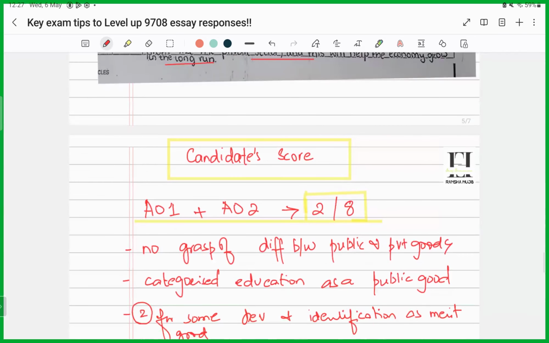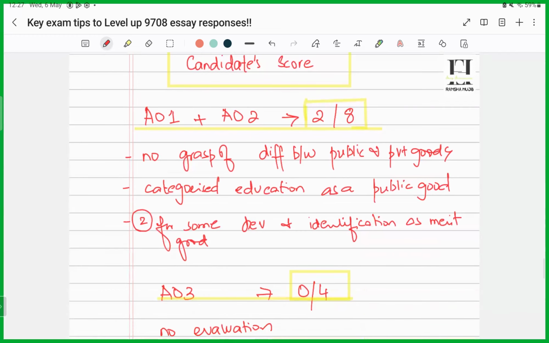what was the candidate score. The candidate scored a 2 on 8 on assessment objective 1 and assessment objective 2. And what were the examiner's comments after reading this response? The examiner commented saying that there was no grasp of the difference between public and private goods. You see, it's a vague answer, right? There's lack of clarity. It shows confusion, the thoughts are not organized, the answer is not developed.